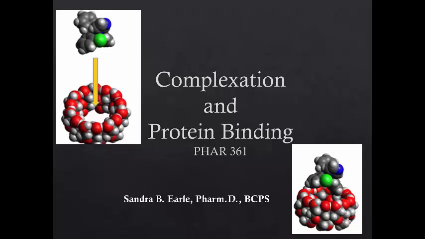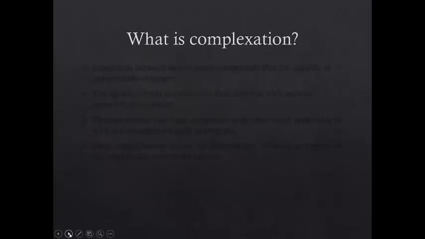This shows a picture of a compound called cyclodextrin, where a drug could complex with this little donut and could change the physical properties of the drug to try to make it easier to take or better to take, more soluble, etc. So that's one example of complexation that we'll talk about.